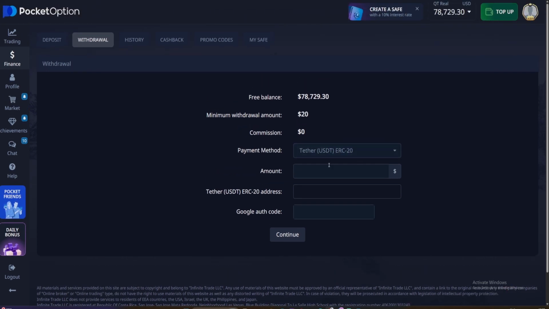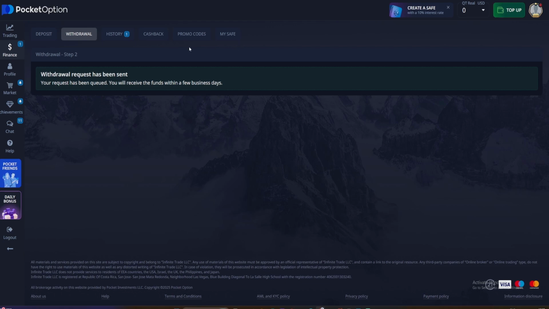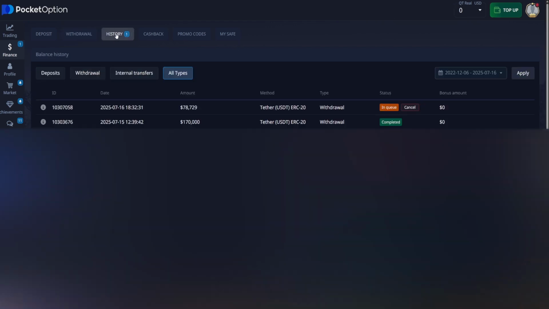Why not withdraw it all? Because I want to leave some of my balance to keep trading behind the scenes. This way, I can secure my profits, but still have working capital to continue growing my account. Okay guys, I've successfully made my withdrawal. For now, I've decided to stop trading and will continue again later if the market looks good. That's it for today's trading session.